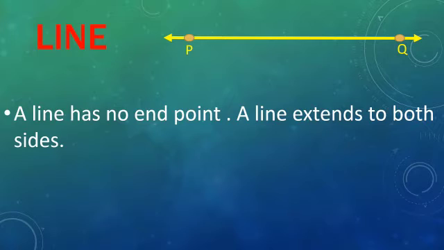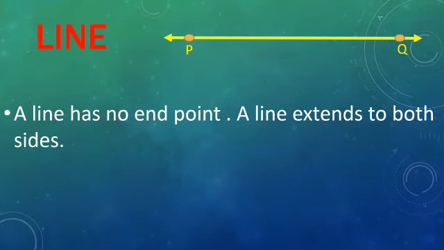So line means a line has no end point. A line extends to both the sides because both side arrow marks are there at the end. You can see these points are there, but in the line these points do not exist. Okay, line means arrow marks. Simple. When I'm going to ask you to tell me the definition of a line, just remember how the line's shape diagram looks.